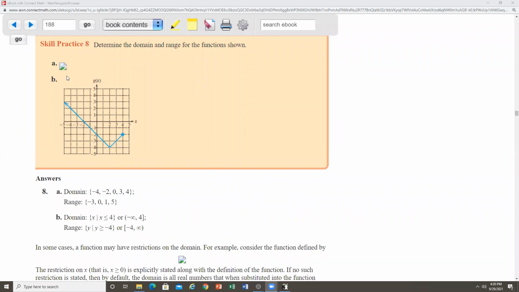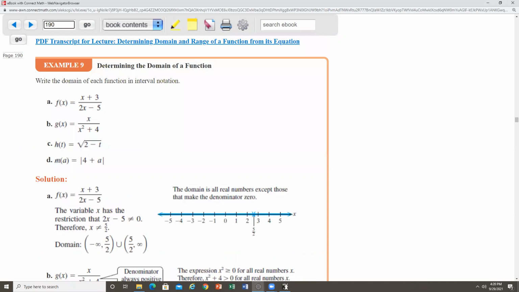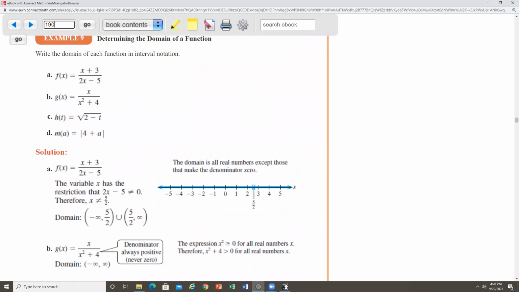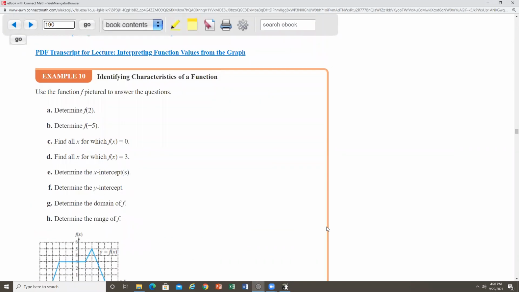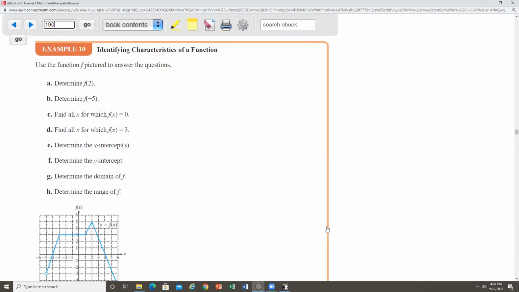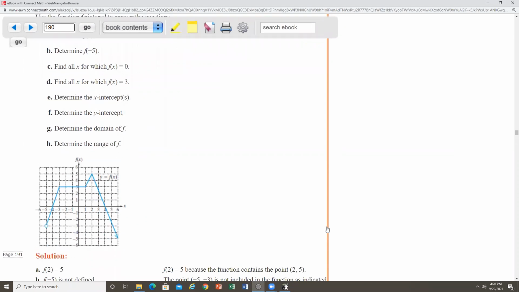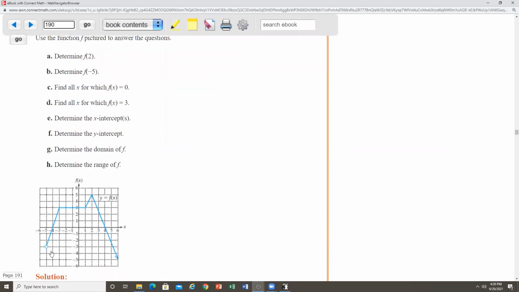One last problem I want to look at here is on page 190, example number 10. They give us the graph of a function here in blue. And they want us to answer all these questions here, ladies and gentlemen, for this graph. A, what would f of 2 be? If this function in blue is the graph of a function f of x, what would f of 2 be equal to? Anybody? F of 2.